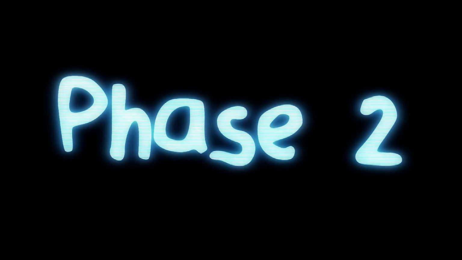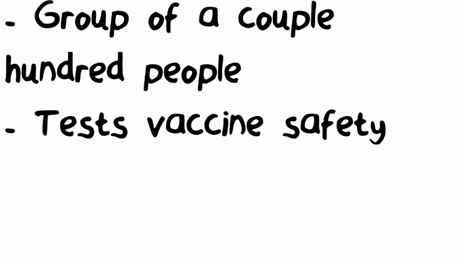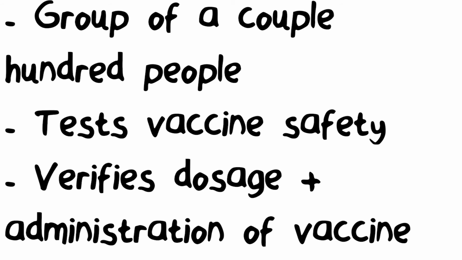The second phase includes testing the vaccine on a randomized group with different situations. This phase usually includes a couple hundred people. The different types of people may be people susceptible to the disease, as well as a placebo group for extra data. The aims of phase 2 are to test the vaccine's safety once again, to test the ability to provoke an immune response, and to check if the specified dosage from phase 1 has worked, as well as verifying the method of delivery.